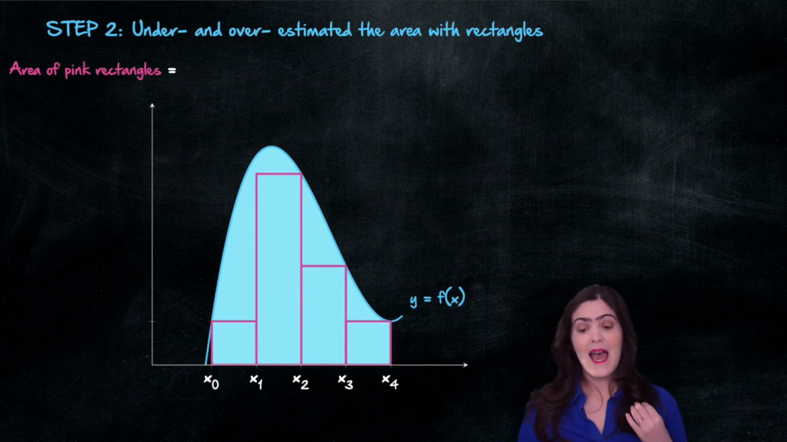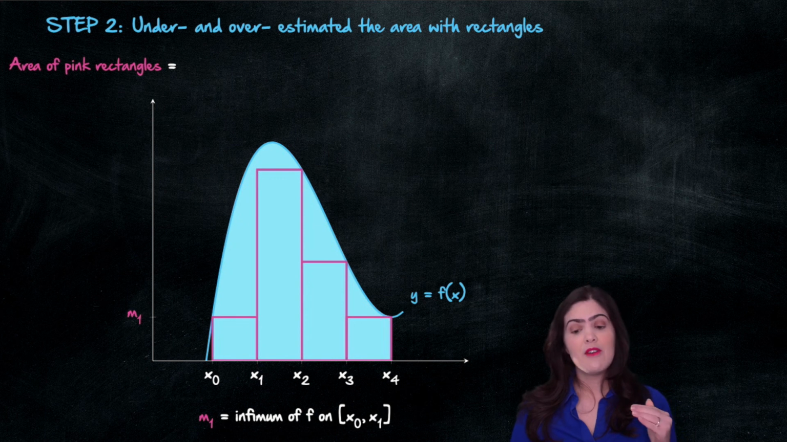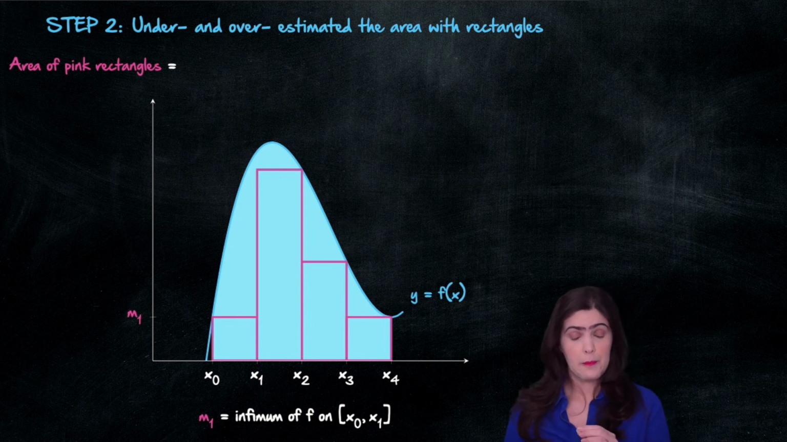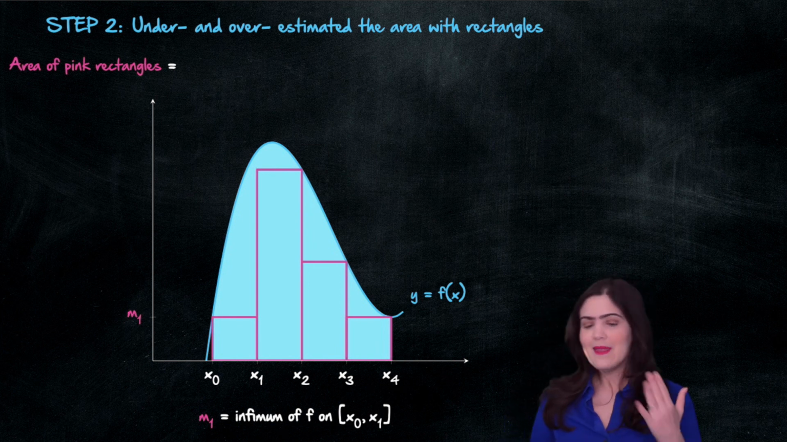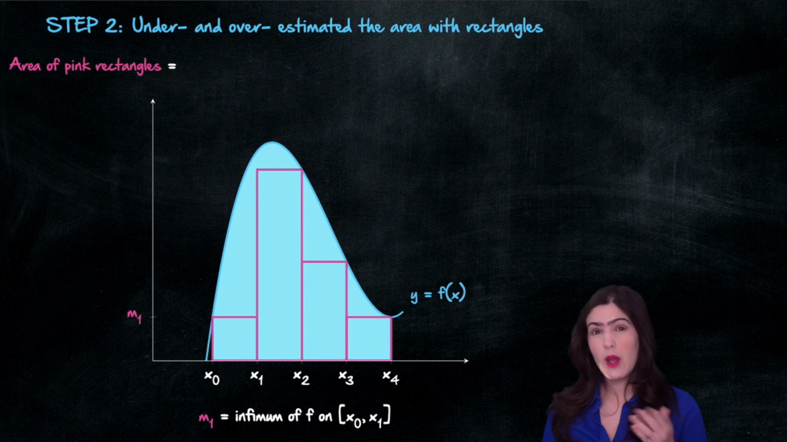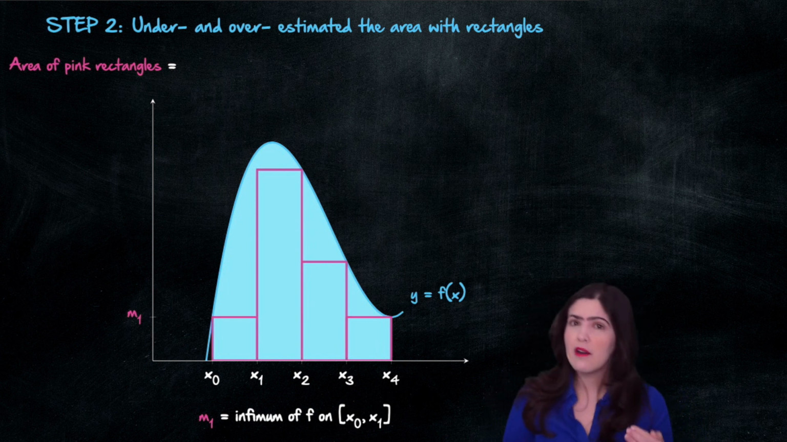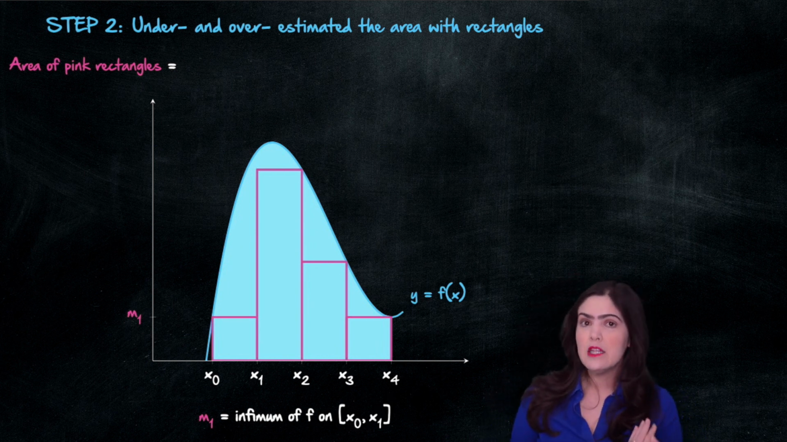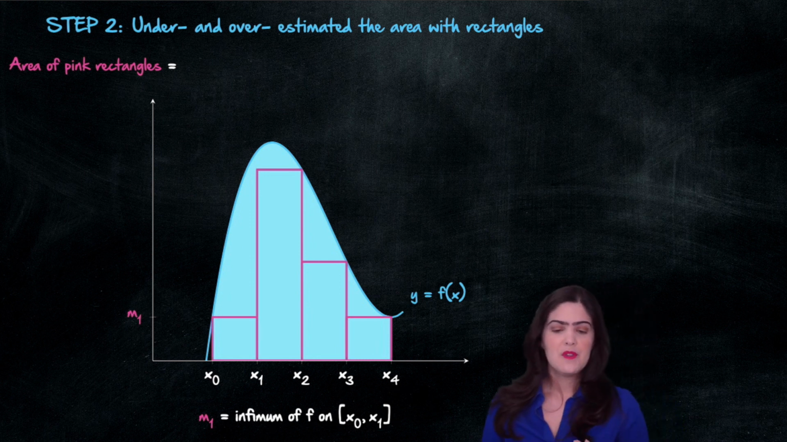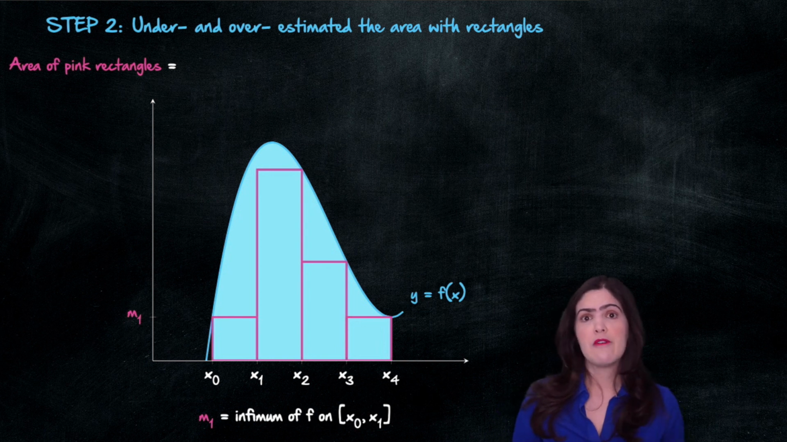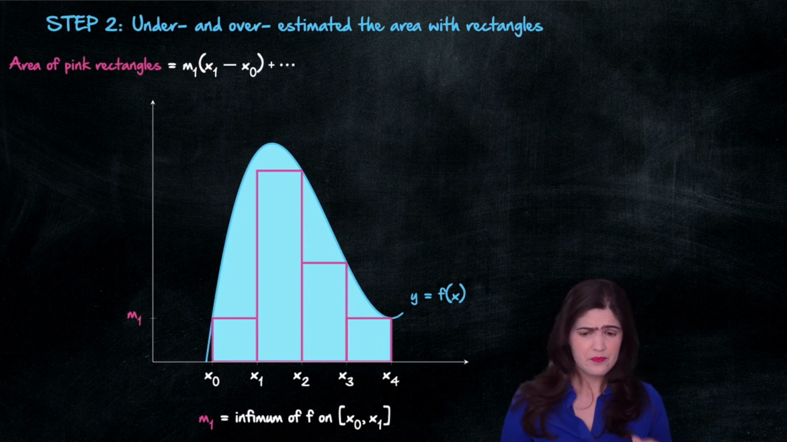If you look at it, the height is just given by the infimum of the function on the interval from x0 to x1. Here you would say, why not the minimum? In this picture in particular, m1 corresponds to the minimum, but in general, we are not guaranteed to have a minimum. So that is why we need to use the infimum. Okay, so m1 is the infimum of f on that set.